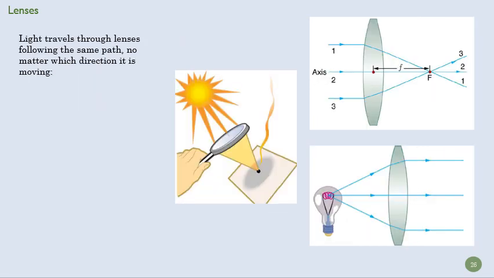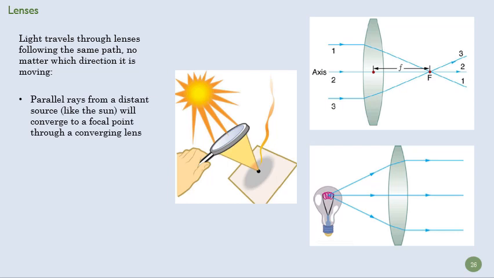So we want to have a couple of rules about how rays go through lenses. And these look a lot like the rules that we have for mirrors. If we look at our image over here, parallel rays from a distant source, so all our rays 1, 2, and 3 are coming in parallel, converge on a focal point. So anytime a parallel ray comes in here, it's going to hit that focal point.